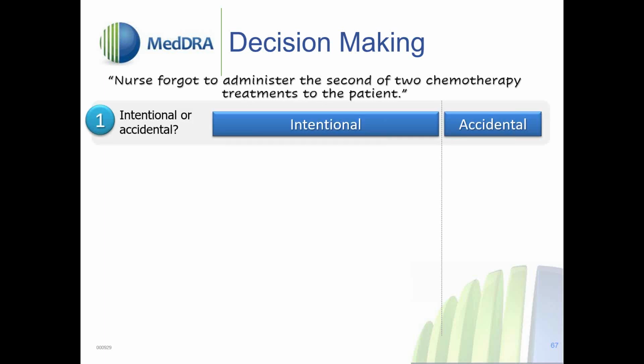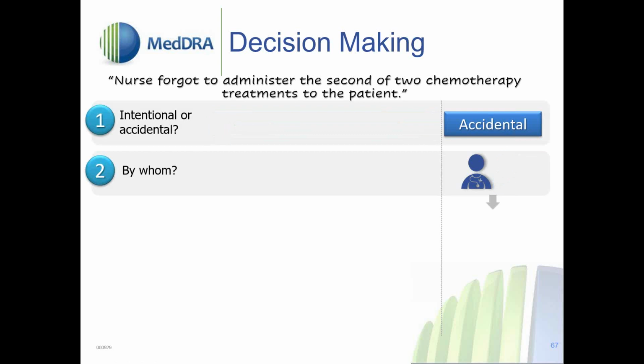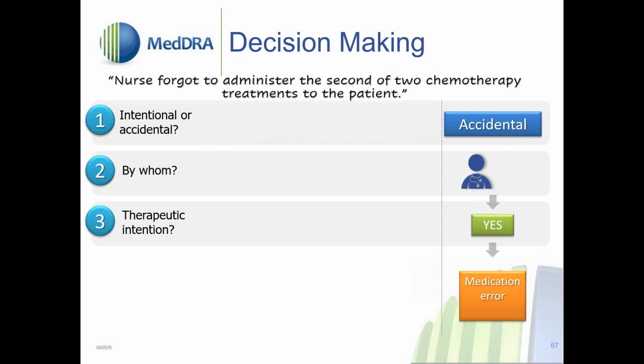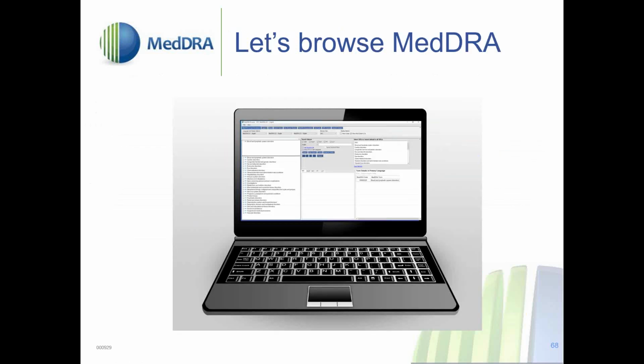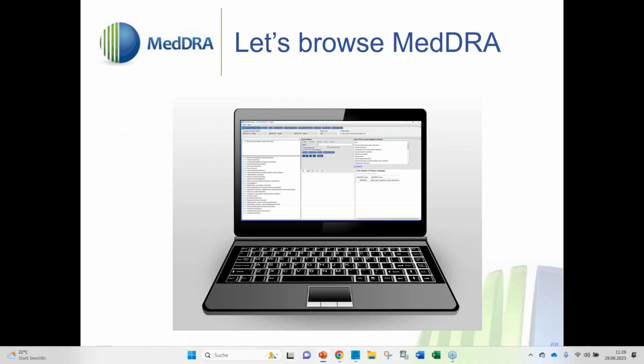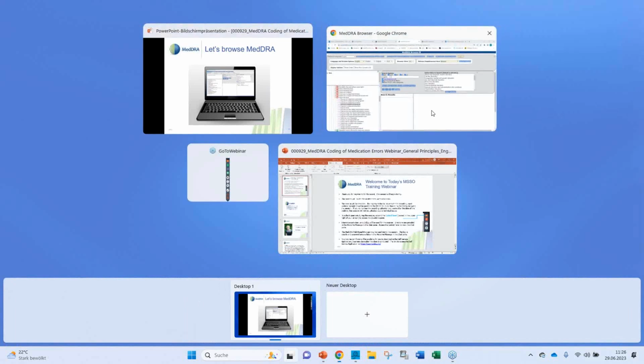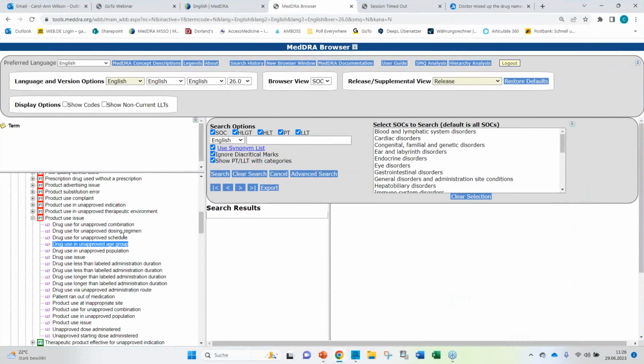We know that the incident occurred in error. We know that it was caused by the nurse and HCP. And we know that it occurred in the framework of therapeutic use. So the incident has to be classified as medication error. Now let's have a look into the MedDRA browser here. Let me switch screen again and look for the terms that were proposed in the poll.